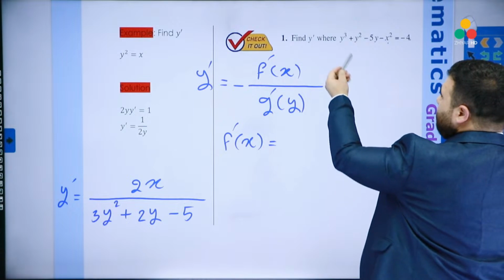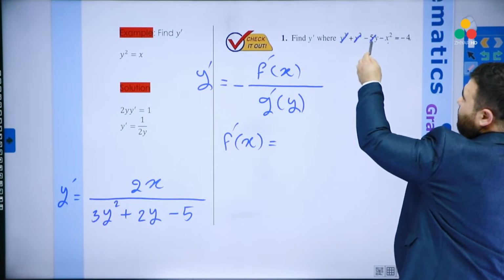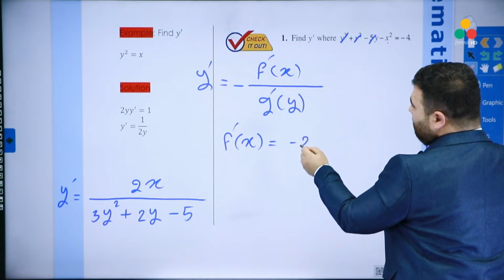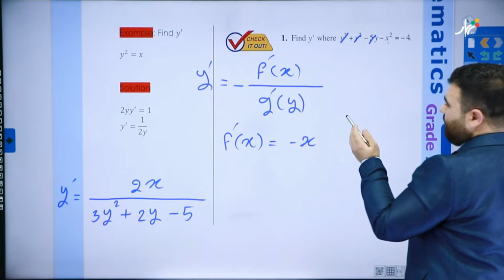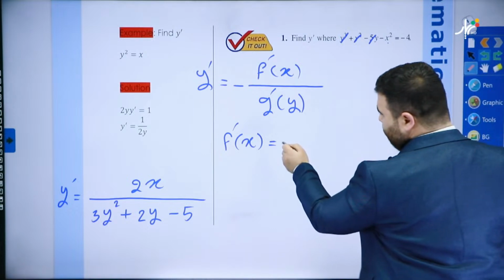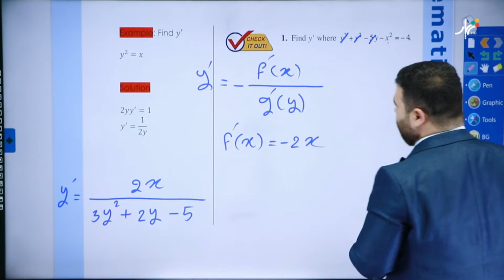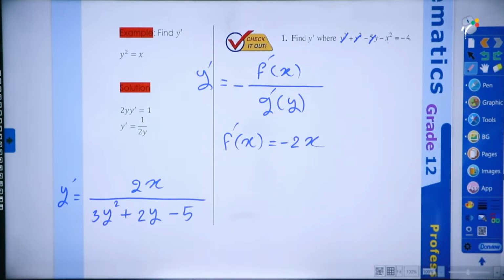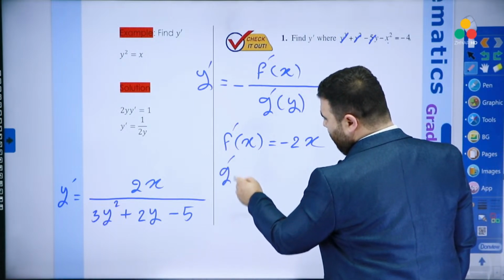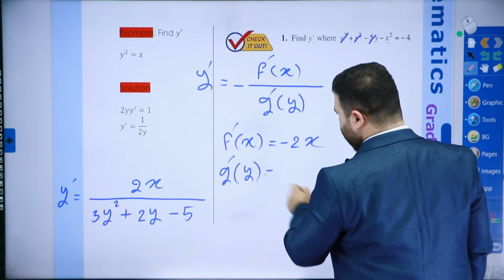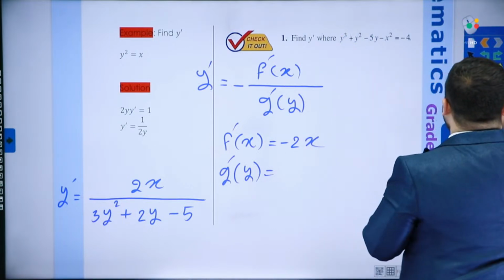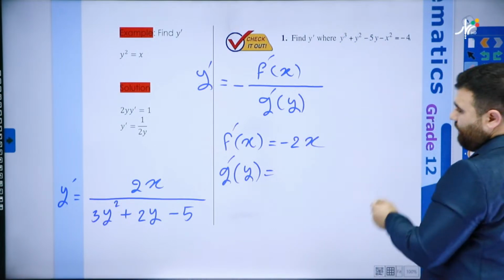If I want to find the f prime of x, according to x, if I do the derivative, this will be 0, 0, 0, negative 2x power 1. So it will be negative 2x power 1. This is the f prime of x. If I want to do the derivative according to y, now according to y, this will be 3y power 2.